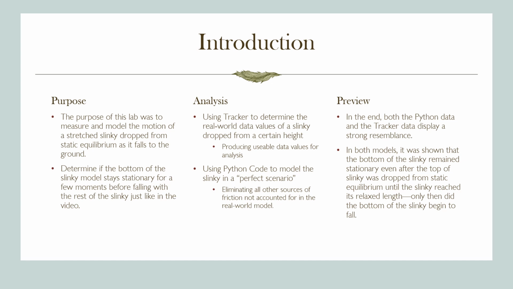For this lab, I used Tracker to determine real-world data values of the Slinky drop from a certain height, producing usable data values for analysis, and I also used Python code to model the Slinky in a perfect scenario. This eliminated all other sources of friction not accounted for in the real-world model. In the end, both the Python data and the Tracker data displayed a strong resemblance.